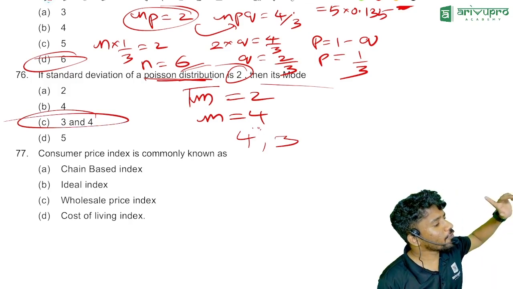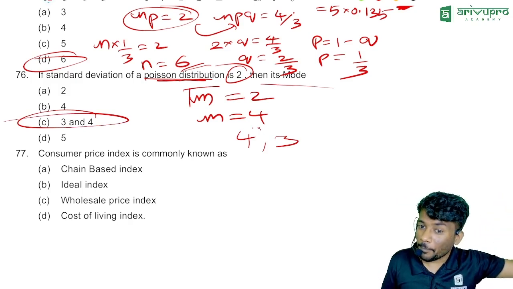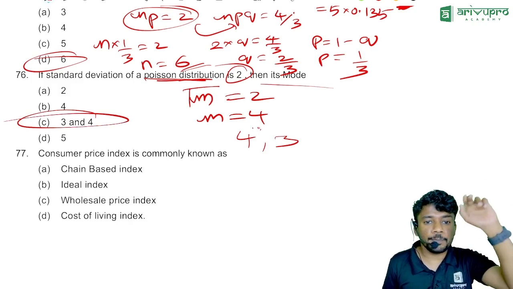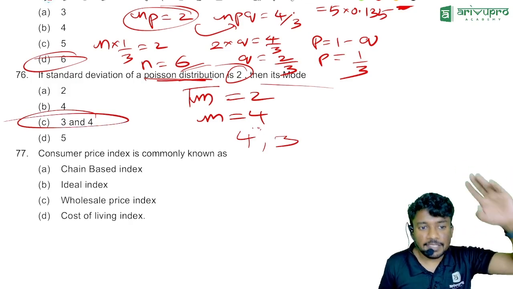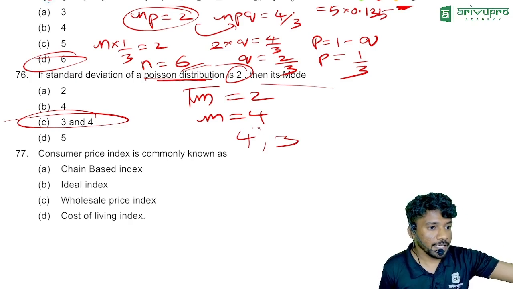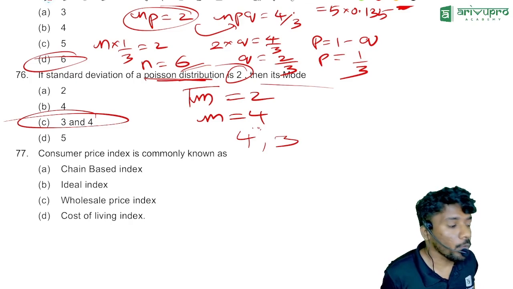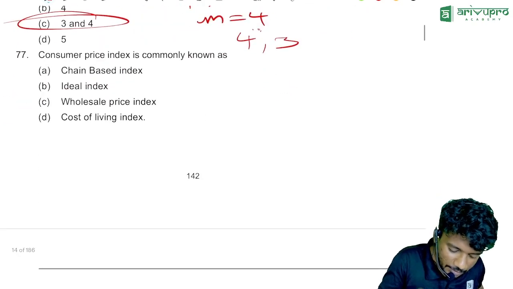What was the formula for mode in binomial distribution? n plus 1 into p. If you get it as an integer, then that integer and integer minus 1. If it is not an integer, if there is a decimal, that integer part is our mode. Okay. Tell me the answer.